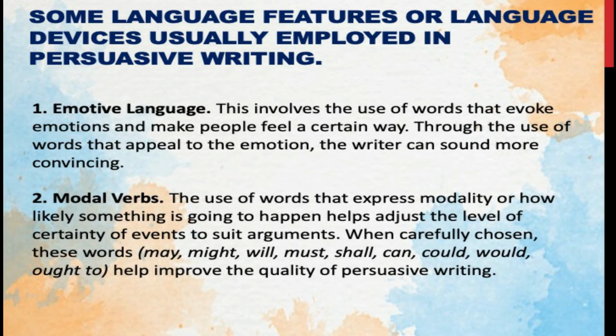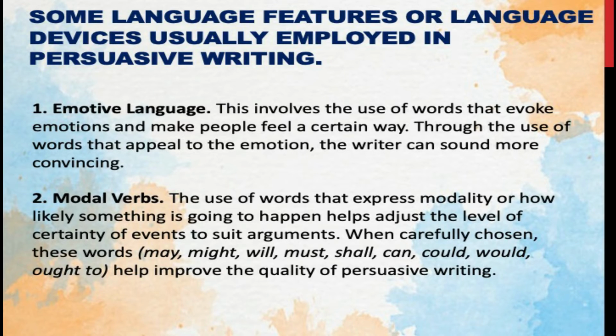Here are some of the language features or language devices usually employed in persuasive writing. First, emotive language. This involves the use of words that evoke emotions and make people feel a certain way. Through the use of words that appeal to the emotion, the writer can sound more convincing. This is a commonly used technique when writing headlines in newspapers or delivering speeches.